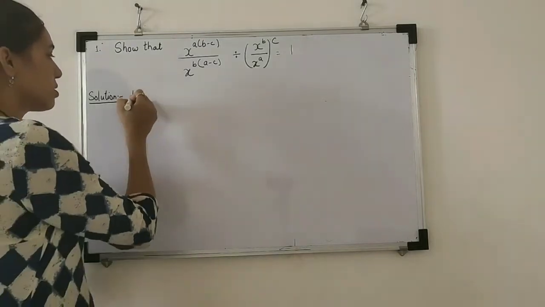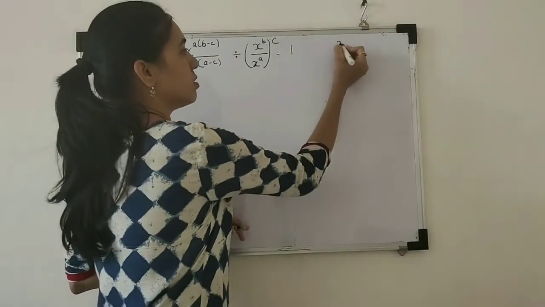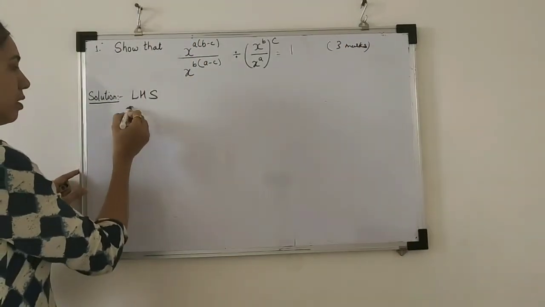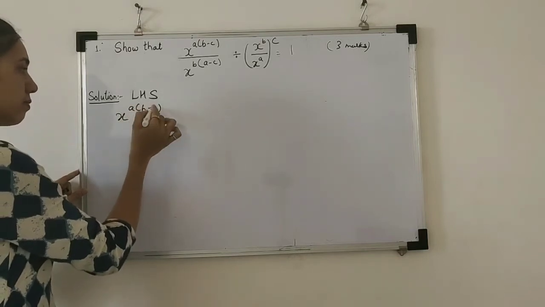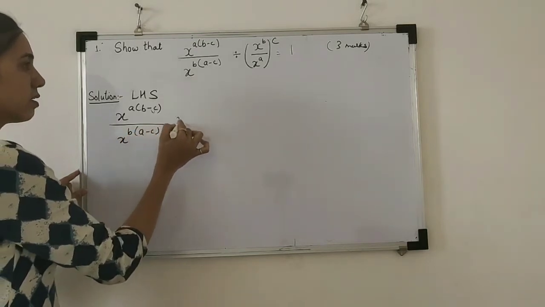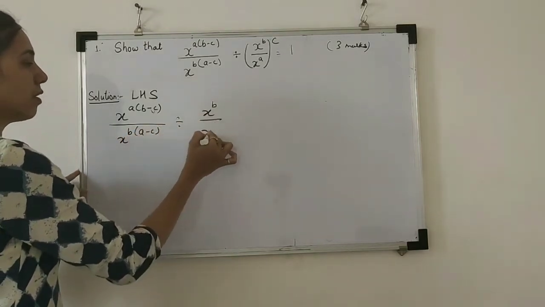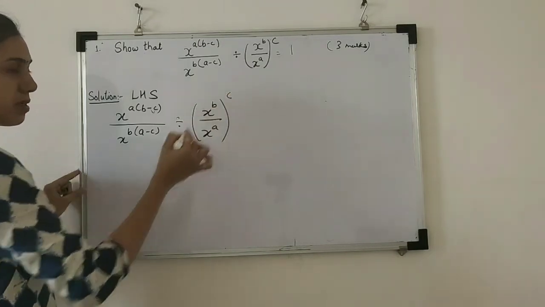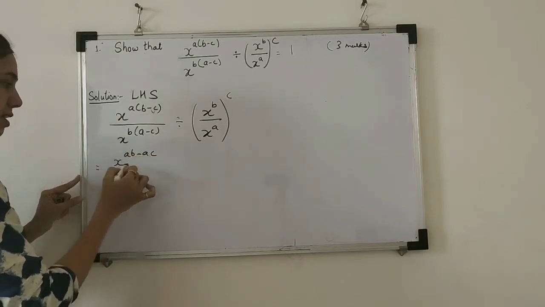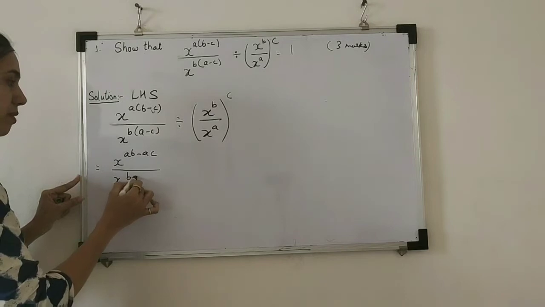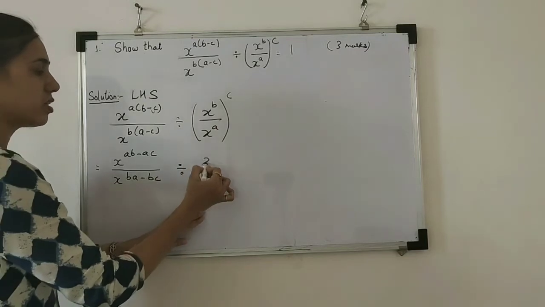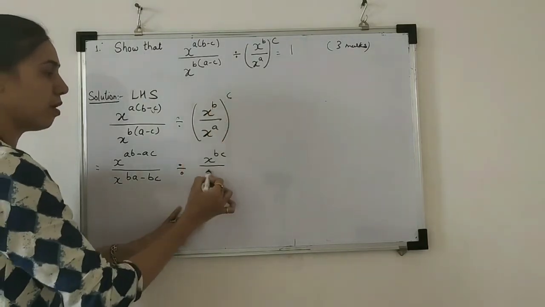So we'll write down the LHS. If this comes, this will be for 3 marks. So x to the power ab minus c, x to the power ba minus c divided by x to the power b upon x to the power a to the power c. So here we are going to write this as x to the power ab minus ac upon x to the power ba minus bc. Now this is division, x to the power bc upon x to the power ac.